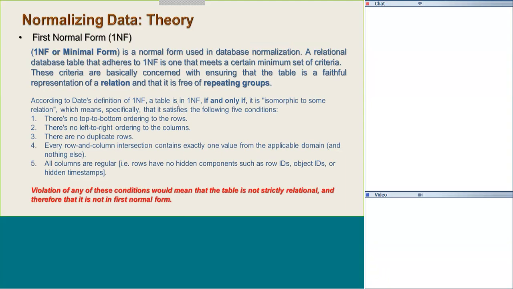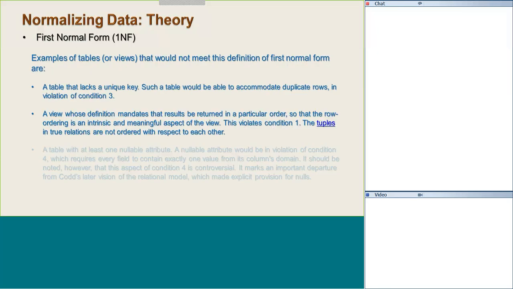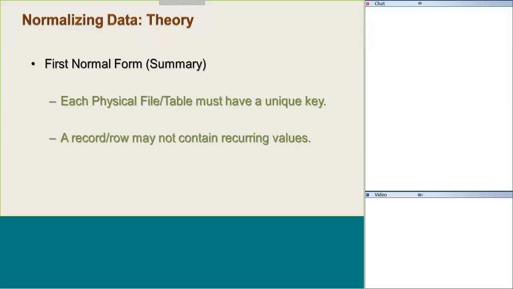There were some examples that we went through. I'm not going to spend too much time on these. I want to get to the summary of the first normal form, which was where we ended last Thursday. Each physical file table must have a unique key, and a record row may not contain recurring values.